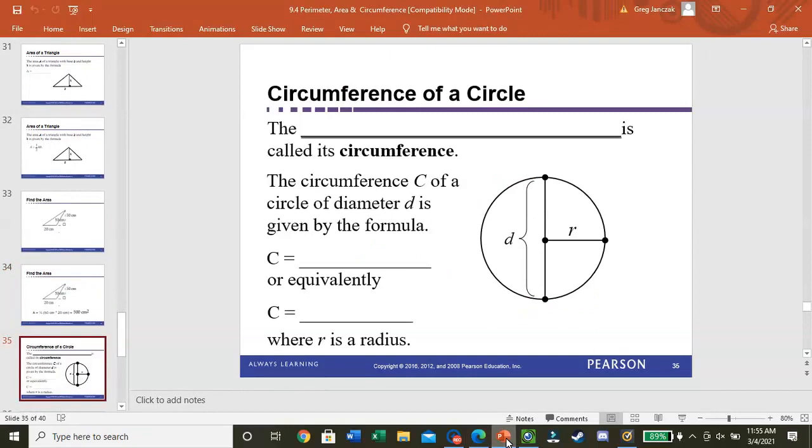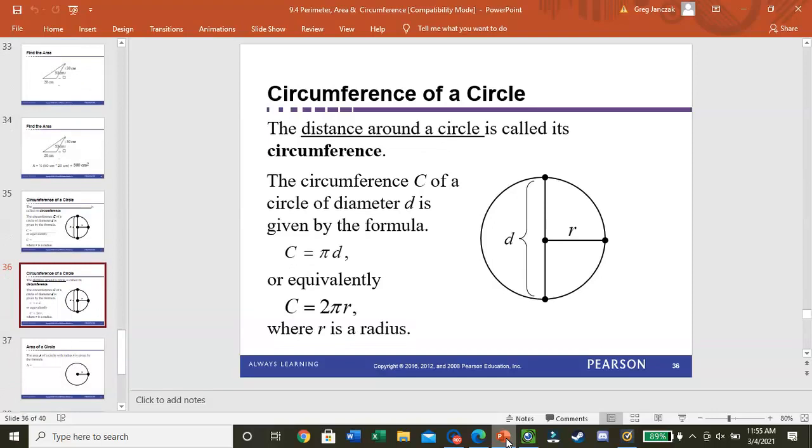Circumference. Now we're getting to circumference. The circumference of a circle is the distance around the circle, called the circumference. Well, what do I like to equate that to? All right, we're back to our backyard again, right?